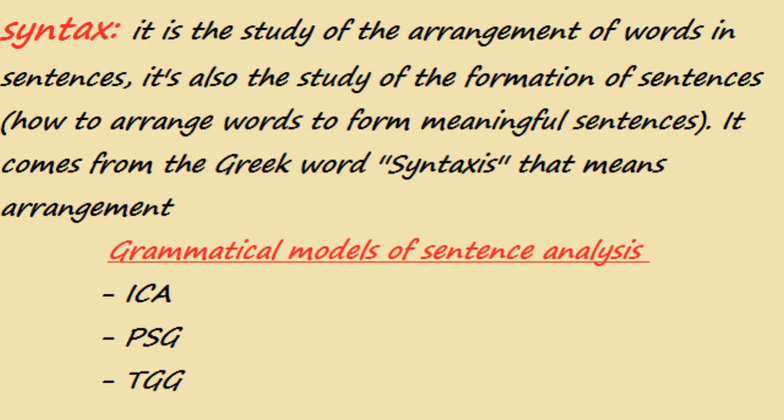So we're going to introduce you to some grammatical models of sentence analysis. We have three grammatical models, and we're going to deal with all three of them. We are going to deal with immediate constituent analysis, that we call ICA. We are going to deal with phrase structure grammar, that we call PSG, and we are going to deal with transformational generative grammar, that we call TGG. They are like methods to analyze a sentence.